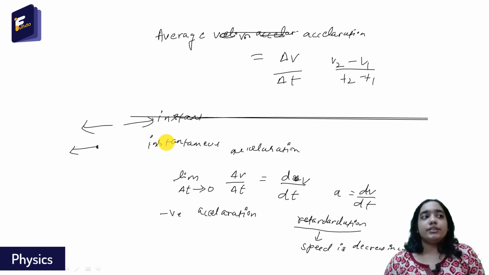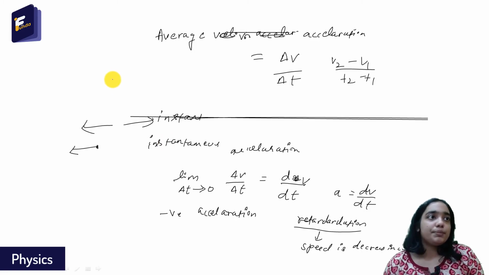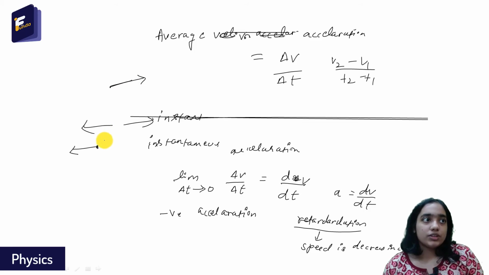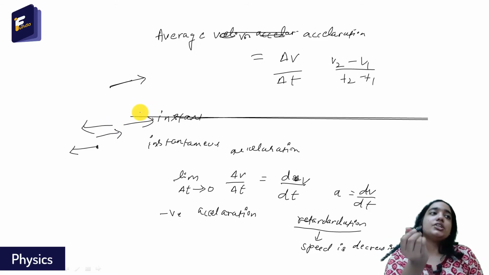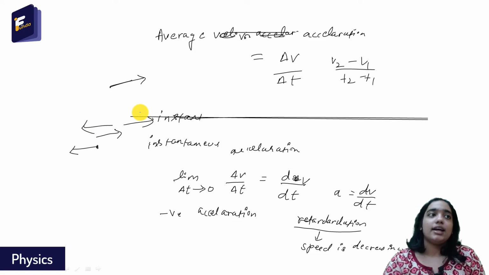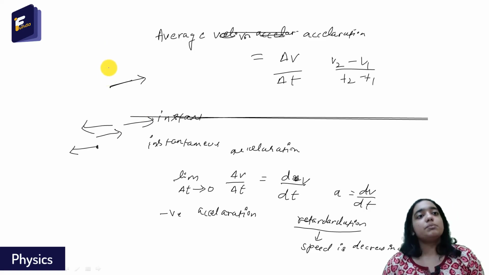Retardation means speed is decreasing. So most often we think that the velocity is in the positive direction, that is the right side, and if the acceleration is in the negative direction, that is the left side, then only the speed will decrease.